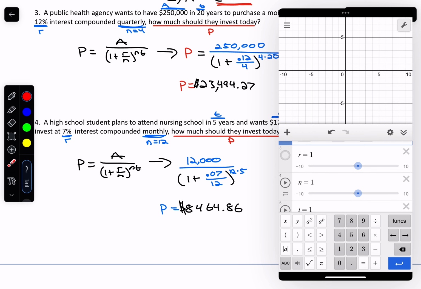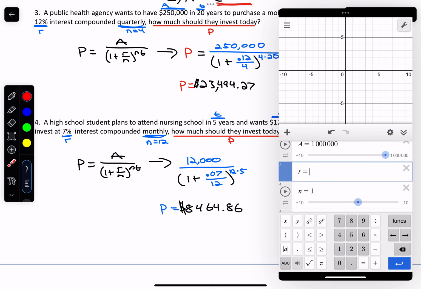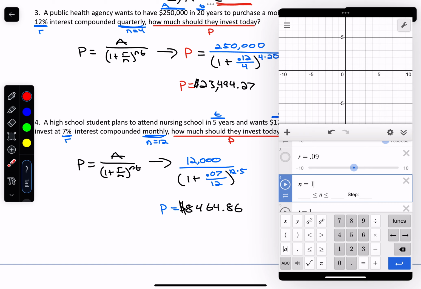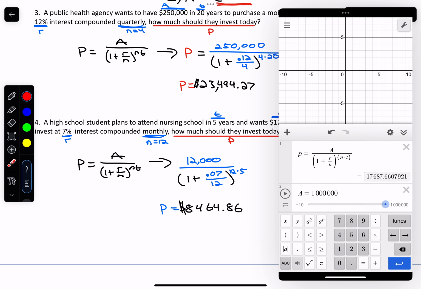But if we change these R values, let's say that we have 10, or let's even say 9% interest. So 0.09 for R. Let's say it compounds monthly, so 12 times per year. And let's say that we have a long time. Let's say we have 45 years until we retire. Okay, well, we can go ahead, having all that in. We can now look, and it says that we need to invest $17,687 today to have $1 million by the time retirement comes.